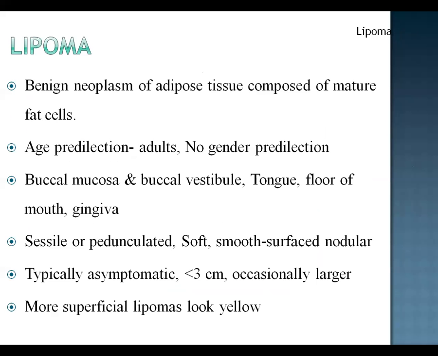So the next entity is the lipoma. A benign neoplasm of adipose tissue composed of mature fat cells. Age predilection for adults, no gender predilection. Sites: buccal mucosa and buccal vestibule, tongue, floor of mouth and gingiva. Sessile or pedunculated growth, soft, smooth surface, nodular condition. Typically asymptomatic, less than 3 cm, occasionally larger. More superficial lipomas look yellowish in color because of the fat cell color.